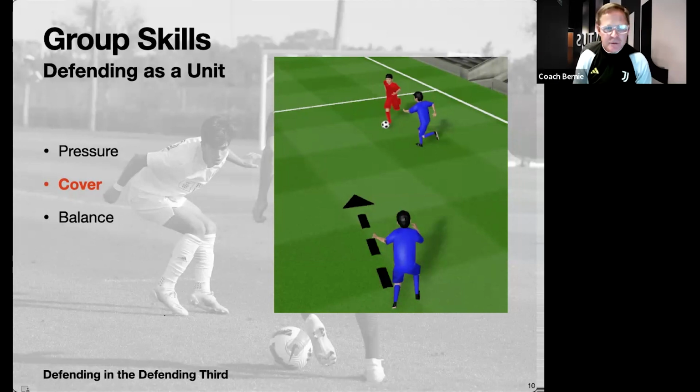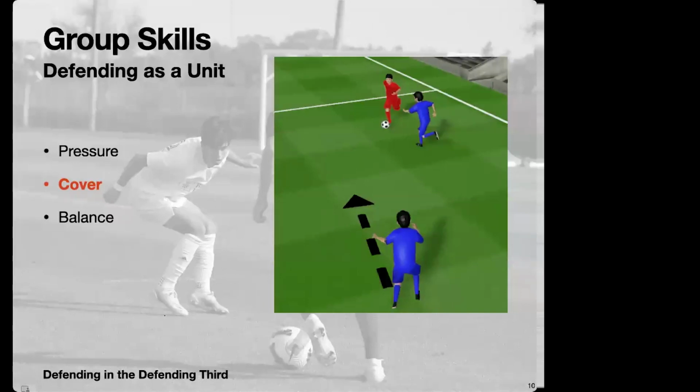Let's go with Ezekiel. Are you on? Take a stab at this. Why might we be bringing this player inside instead of to the line? Nope. Okay, somebody else? Go ahead, Enzo.